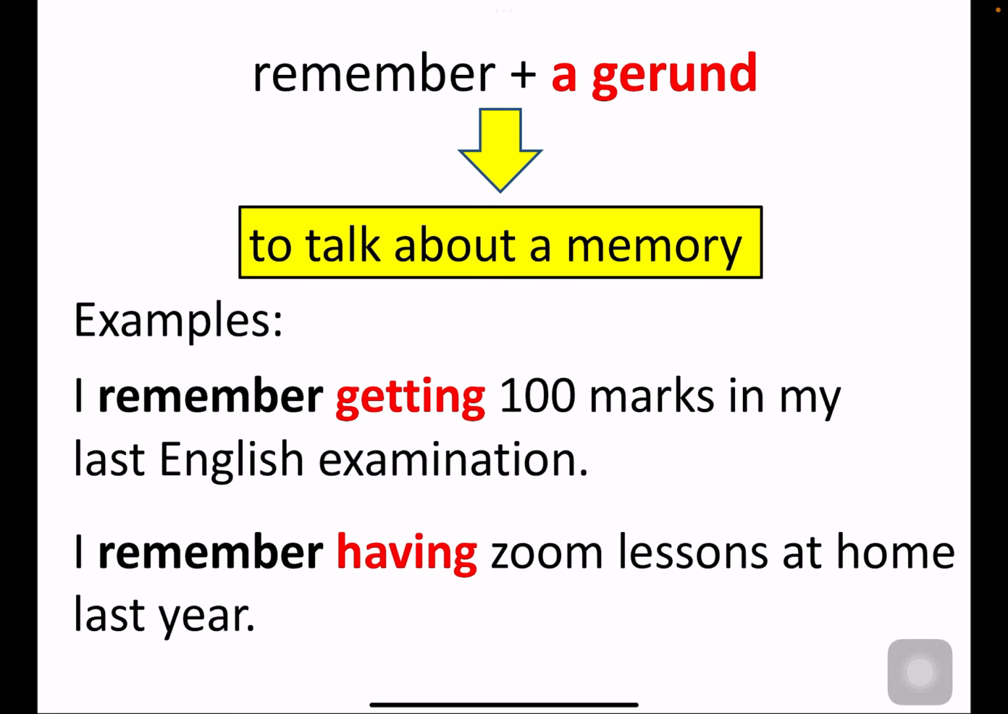Next one, remember with a gerund. It is similar to forget with a gerund. We use remember with a gerund to talk about a memory. For example, I remember getting 100 marks in my last English examination. When did you get 100 marks? Last English examination. It is your memory. I remember having Zoom lessons at home last year. When did it happen? Last year. So again, it's your memory.